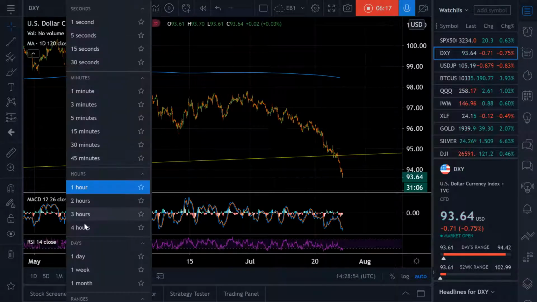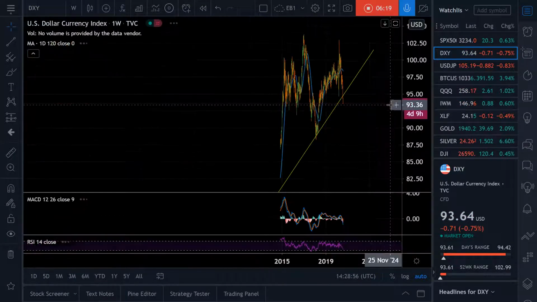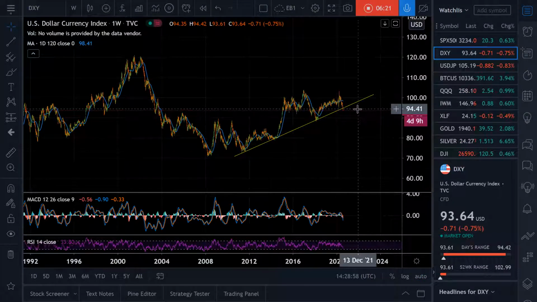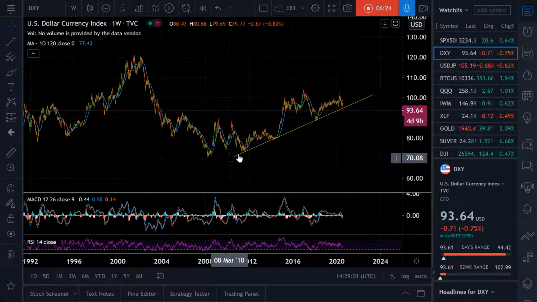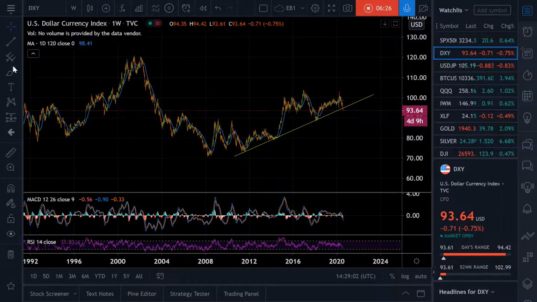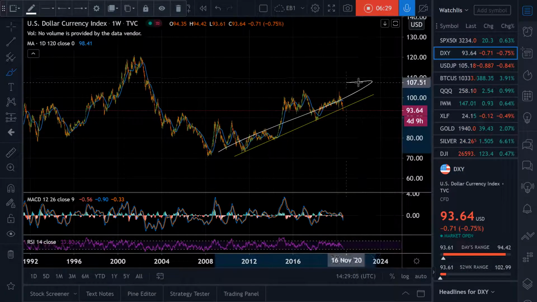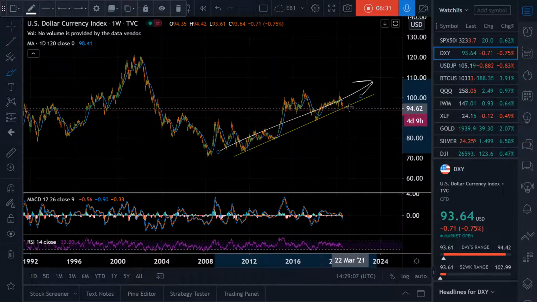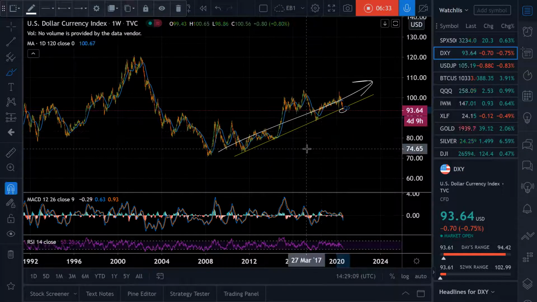Let me just go all the way out to the weekly. So you can see it's breaking down underneath. This is like a 10-year bull market on the dollar strength against other currencies. And so this looks like it's trying to break down.